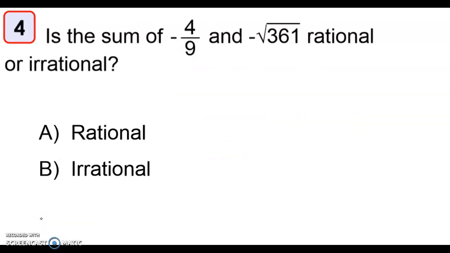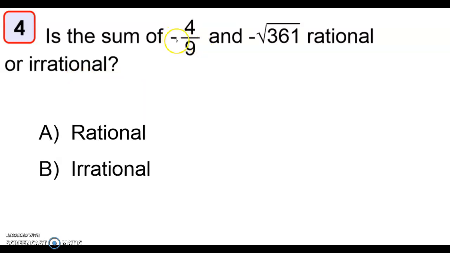Number 4. Is the sum of negative 4/9 and negative square root of 361 rational or irrational? All right. So the first thing that I need to remember here has to do with the good oranges and the bad oranges. Anytime you had a bad orange, which we represented as irrational, you were always left with a bad orange, which we would say the answer is irrational.